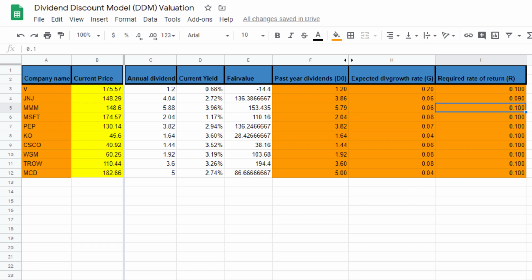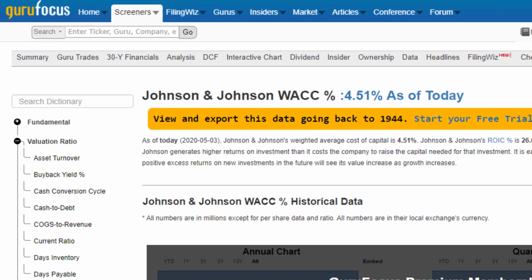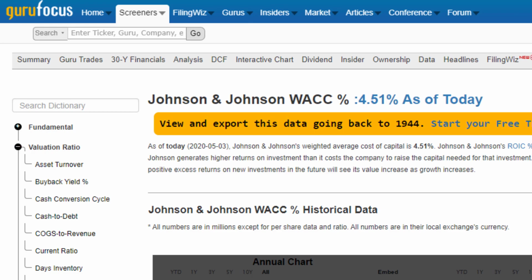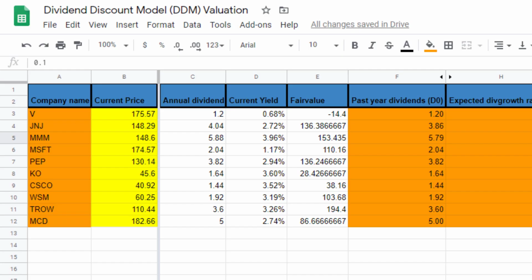Again, don't worry, I got you covered. We will go over this bit by bit. And if you just don't want to do the calculation at all, I discovered that on gurufocus.com you can also find the weighted average cost of capital. But I would encourage you to keep watching so you understand how it is calculated.